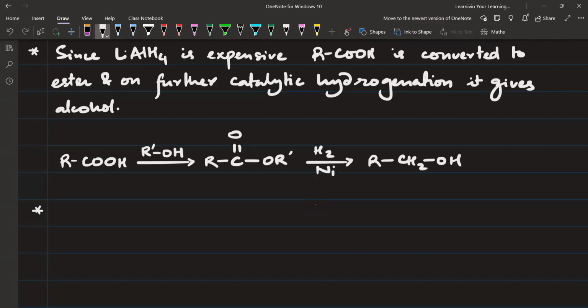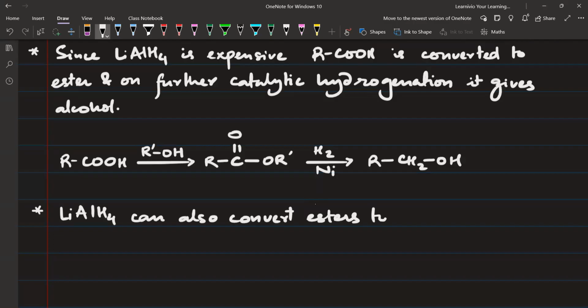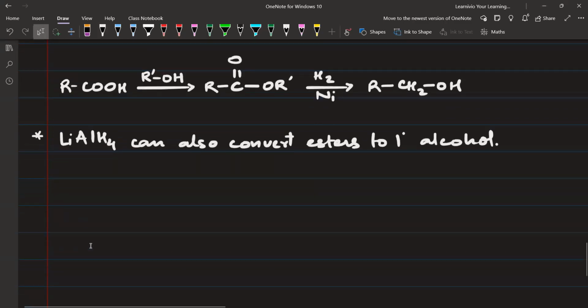One more point that is very important, that lithium aluminium hydride can also convert esters to 1 degree alcohol. ठीक है, but although we are never going to use this, because यहाँ पे क्या होता है ना, if you are going to use lithium aluminium hydride, तो फिर क्या फायदा एस्टर बनाने का ना. एस्टर जब आसानी से it can be cheaply converted, then we generally don't use it.